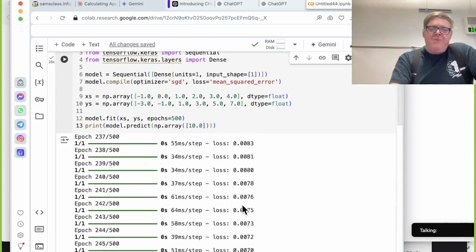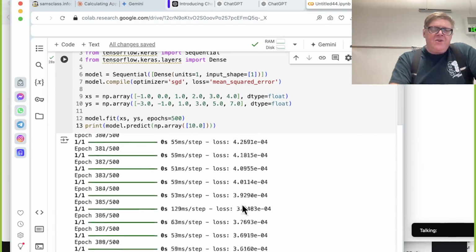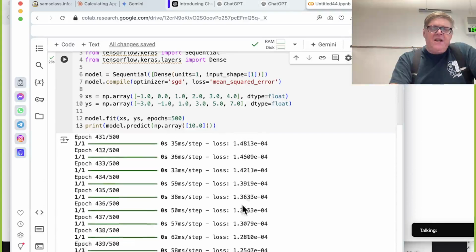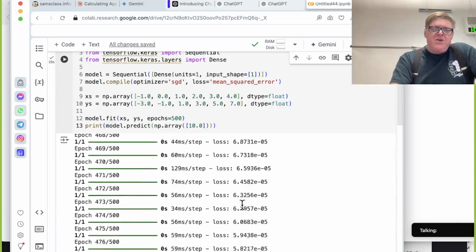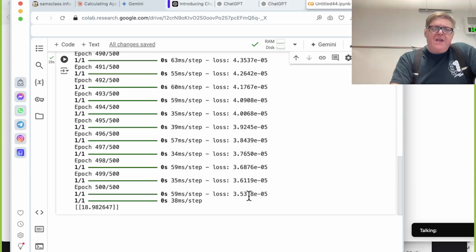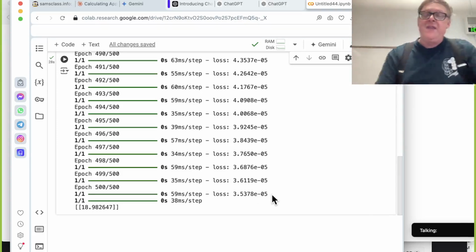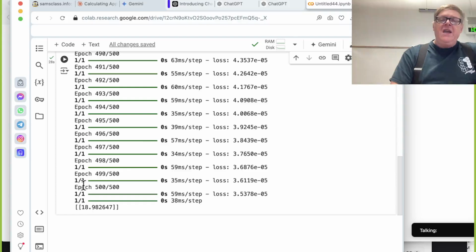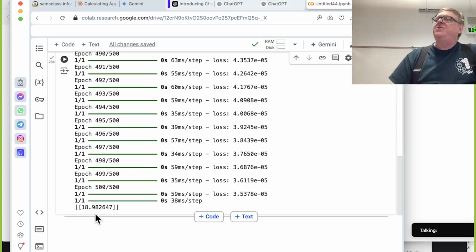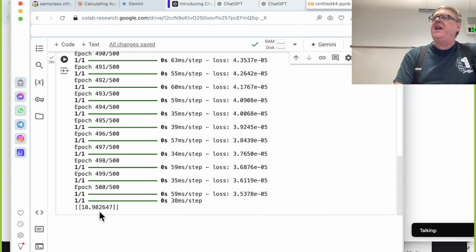We do 500 steps. And if we get down to the end of this, you see it's getting down to 10 to the minus 4 error, which is almost 0. It gets down to 3 times 10 to the minus 5 because I fed in perfect data. There was no error in the data, so it's able to get very close. And as a test, I printed the prediction for an X equals 10. Now the formula is 2x minus 1, so the right answer is 19, and as you can see, it's 18.98, so it's very close to 19.